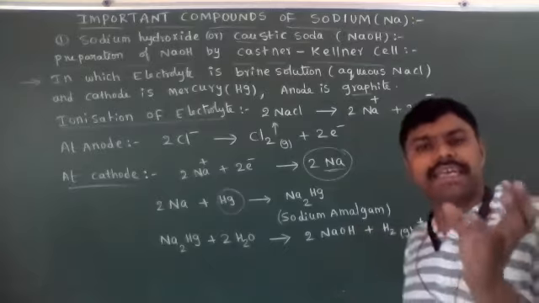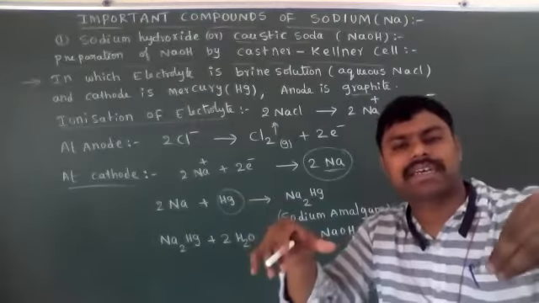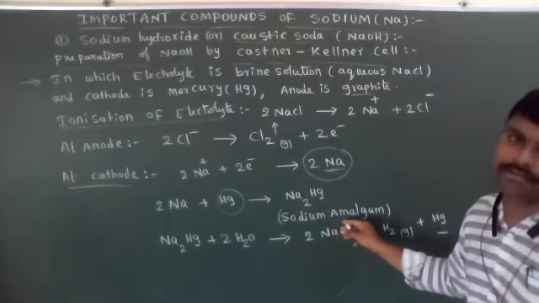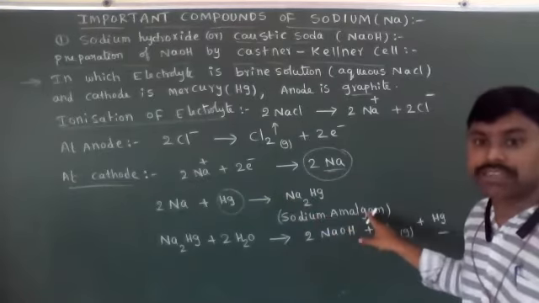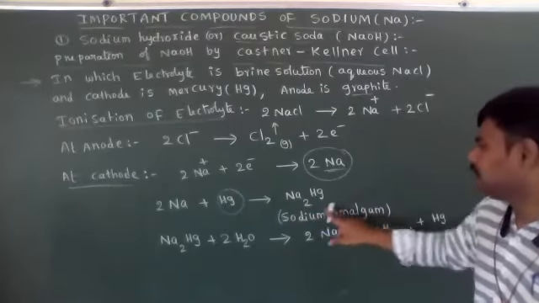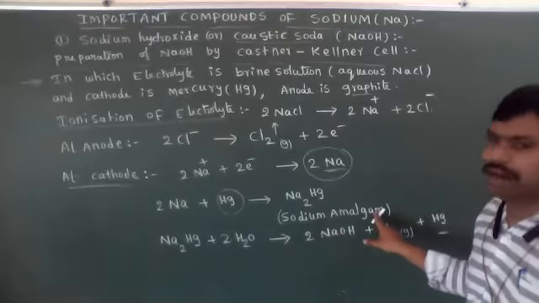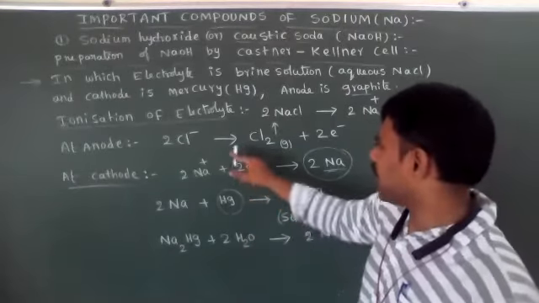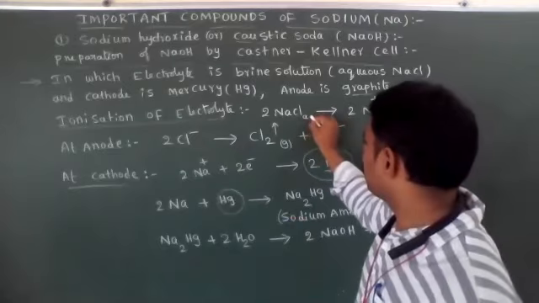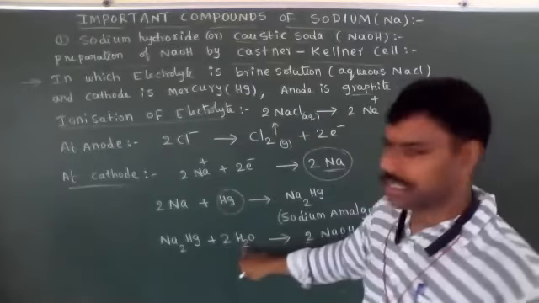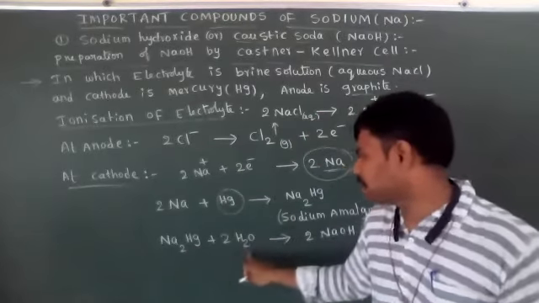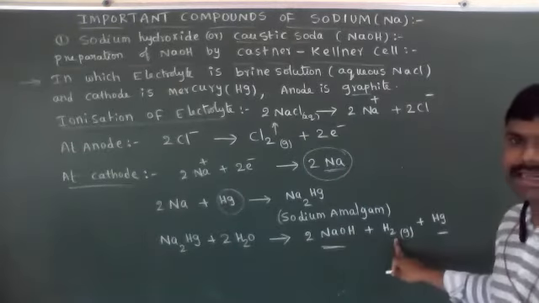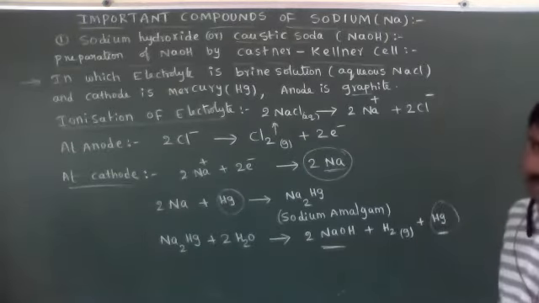For example, when mercury is combined with any metal, the product is called an amalgam. Sodium is there, that's why it is called sodium amalgam. If zinc is present, then it is called zinc amalgam. The sodium amalgam further undergoes hydrolysis, because these reactions are carried out in aqueous medium. Aqueous medium means water is present. So the sodium amalgam reacts with water to form sodium hydroxide and liberates hydrogen gas.